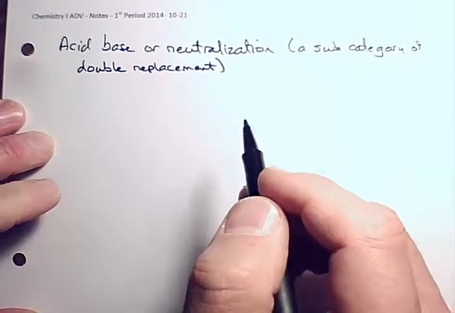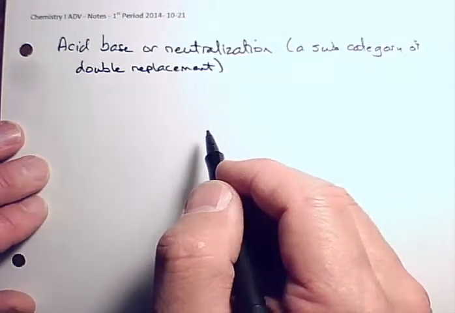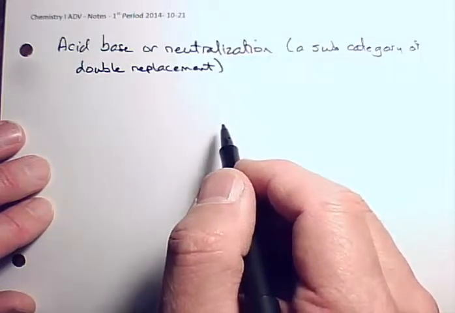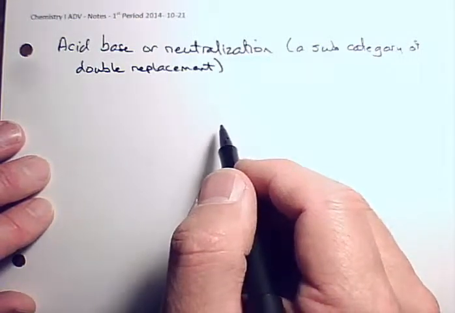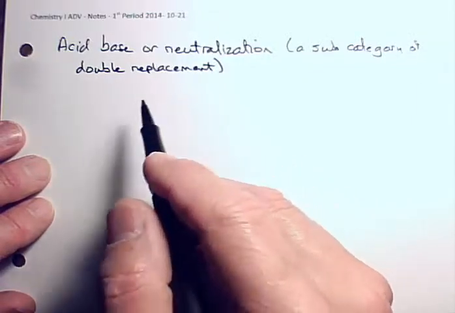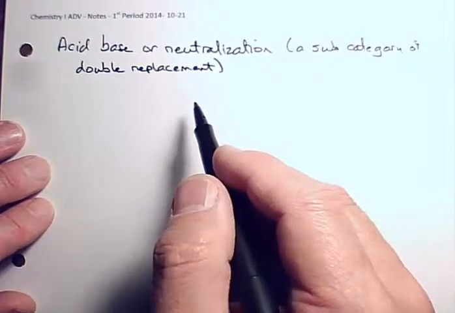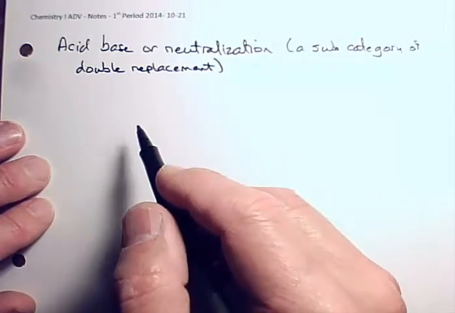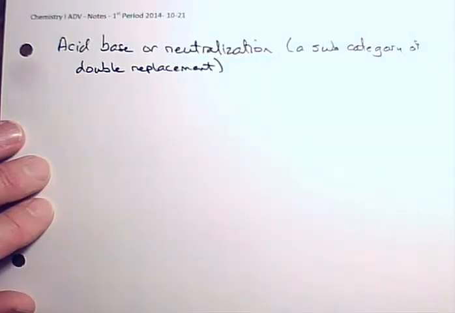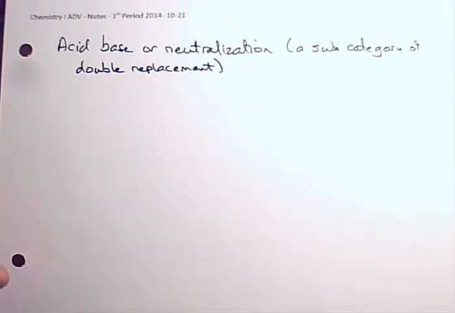Now, here's why I want to make that really clear, that it's a subcategory. If I give you an acid-base reaction, you have to classify it two ways. It's not enough to classify it one way. If I give you an acid-base reaction, or a neutralization reaction, you have to classify that as double replacement and acid-base, or double replacement and neutralization. Okay, so you have to know and tell me that it falls into two different categories, a subcategory of acid-base. Double replacement.